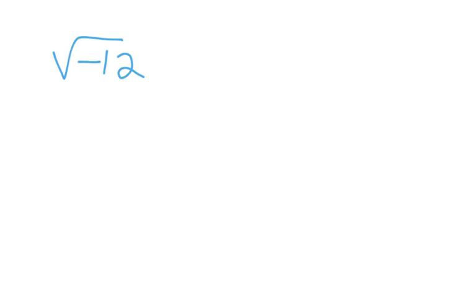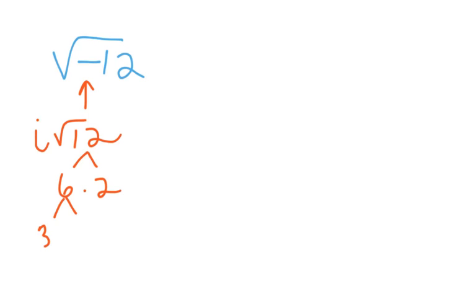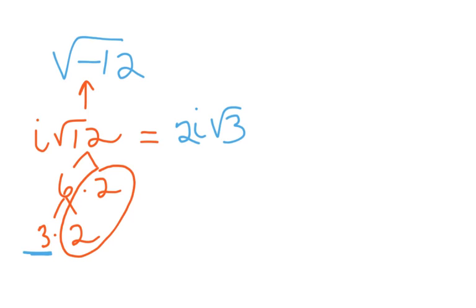Square root of negative 12. We're going to take that negative out, which gives us i root 12. You can reduce all the way down, or you can find the perfect square right away. This time, let's try to reduce all the way down. Say, for instance, I chose some factors, 6 times 2. I can reduce the 6. I found a pair of numbers here, which I can take out of the expression, and I'm left with the 3. So my final answer would be 2i root 3.